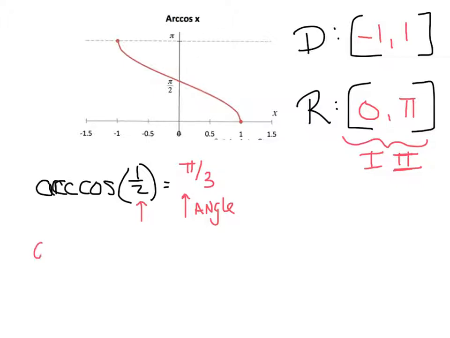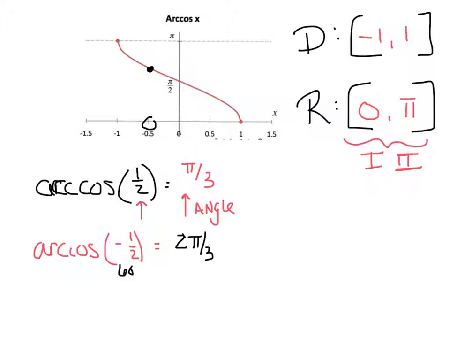How about arc cosine of -1/2? Again, the negatives are the tricky ones, so be careful. If you go backwards to -1/2 on the graph and go up, you can see you're between pi over 2 and pi, which is quadrant 2. So you need to put your reference angle of 60 degrees in quadrant 2. 180 minus 60 is 120, which of course is 2 pi over 3.